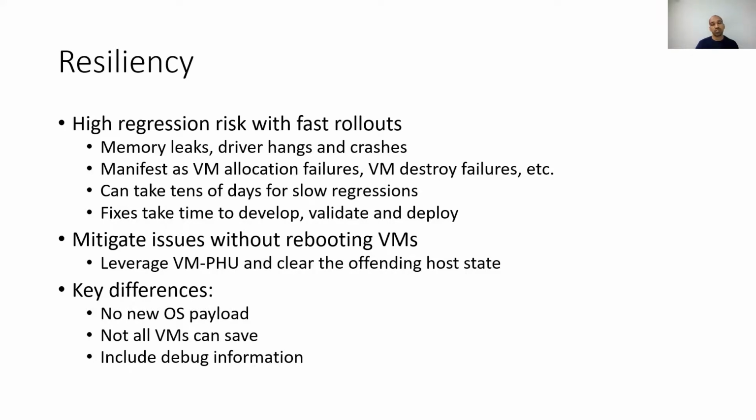However, fast rollouts can introduce significant risk due to potential for regressions in the payload. Examples of these regressions include memory leaks where the memory is allocated and not freed, driver hangs where reference counts can mismatch causing devices to not close at all, and even host crashes due to bugs such as access violations. The failures can manifest as VM allocation failures as the host memory leaks to the extent that new allocations fail, VM stop failures as the devices do not close, and appear as side effects in control plane and data plane operations that is hard to pinpoint to the exact failure.